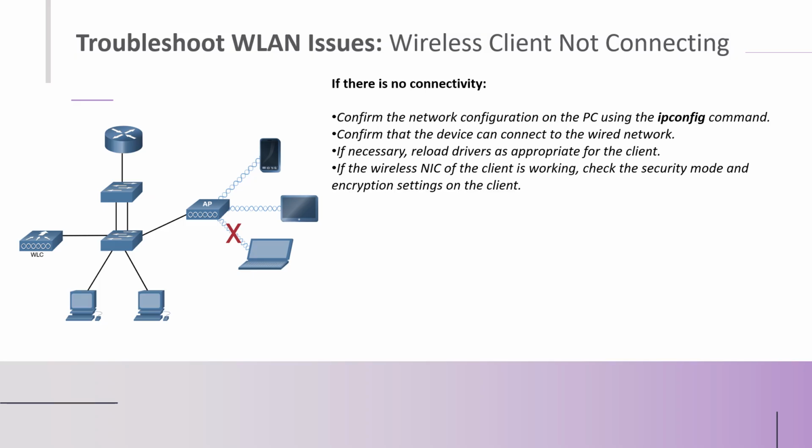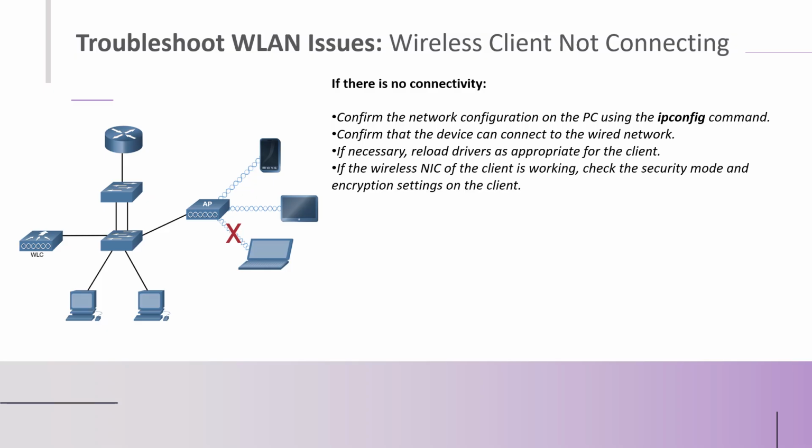For the first issue, when there is probably no connectivity, we have some steps. First, we confirm the network configuration of the PC using the ipconfig command. Here we can verify that the PC has received an IP address from a DHCP server or is configured with a static IP address. The next step, we confirm that the device can connect to the wired network. So we connect the device to the wired LAN and ping a known IP address. If necessary, we reload drivers as appropriate for the client. It may be necessary to try a different wireless network interface card.